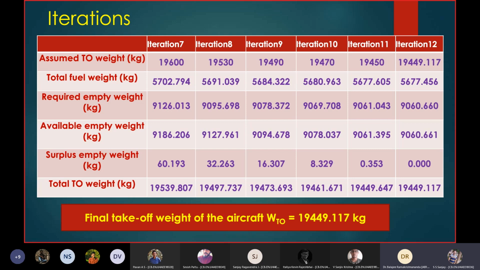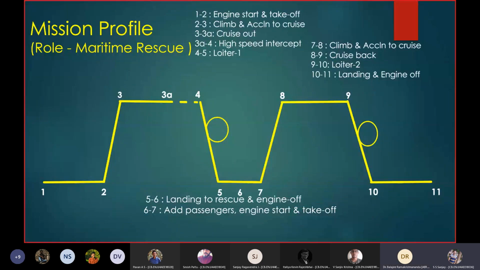Okay, sure. So the final takeoff weight of the aircraft at the end of these iterations is 19,449, and this satisfies the convergence criteria which we saw during the lecture. That is, the difference of assumed and total takeoff weight should be less than or equal to 0.01 of assumed takeoff weight. So that well satisfies the convergence criteria. So this ends the combat mission, and now we are going to do the same procedure for the rescue mission, and then finally I'll explain why we have chosen combat mission as the primary mission for the design.